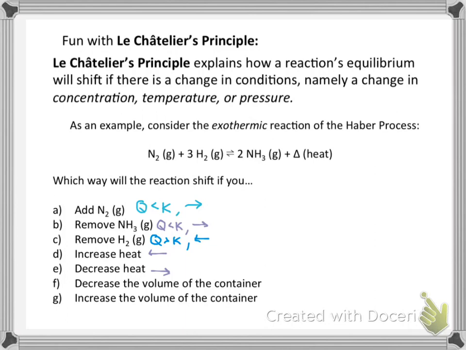So if we decrease the volume, we're going to shift toward the side with fewer moles of gas, which is going to be the right. So on the left we have 4 moles of gas. On the right we only have 2 moles of gas. So we're going to shift right. And then oppositely, if we increase the volume, now we have room for those other moles of gas around. And so the reaction would shift to the left. Okay, so to make more ammonia, we'd want to run this in a cold container that also happens to be pretty small.